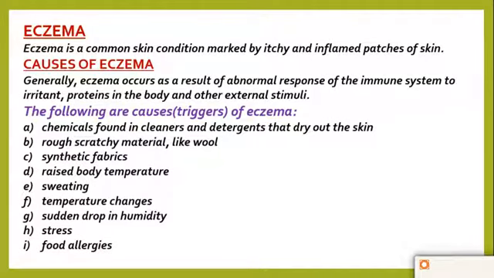Then we have food allergies. There are some certain foods you eat that your skin becomes allergic to. So that can also trigger eczema formation in the body. Alright.